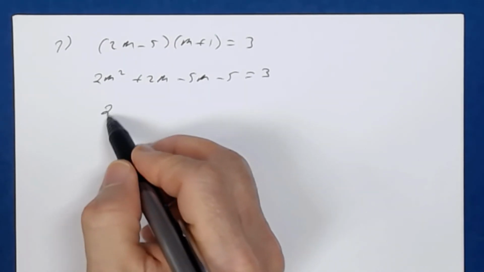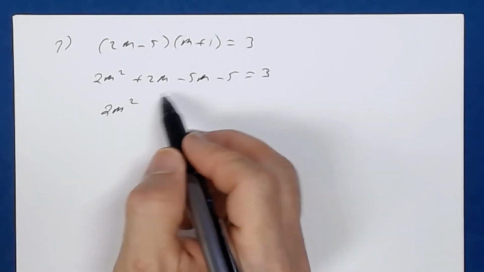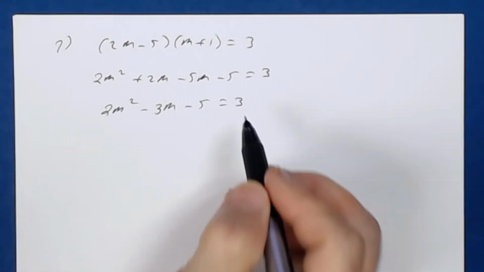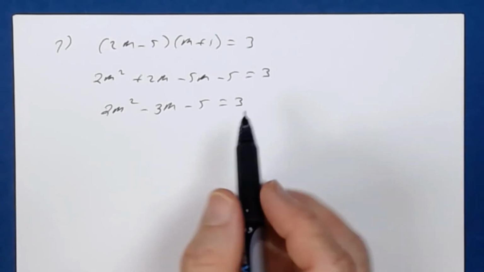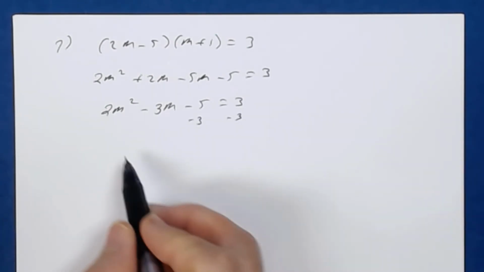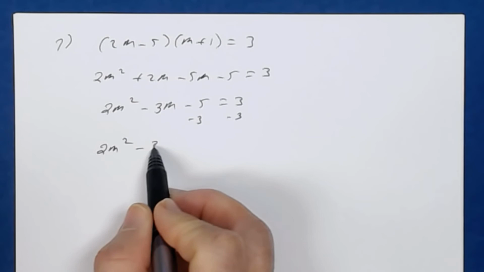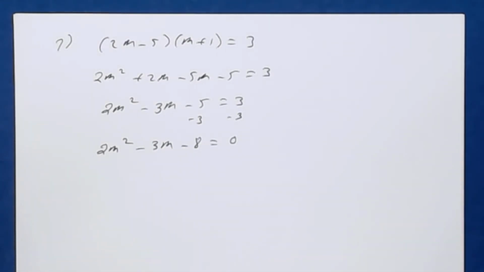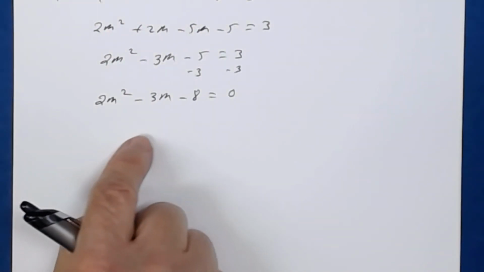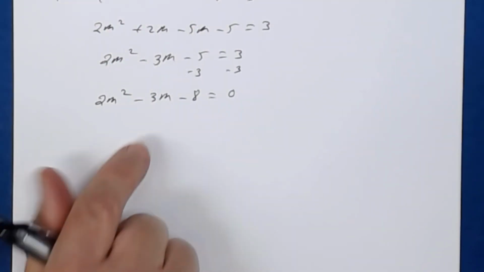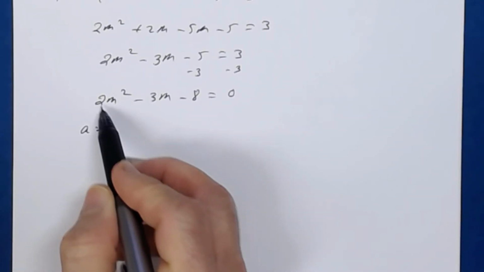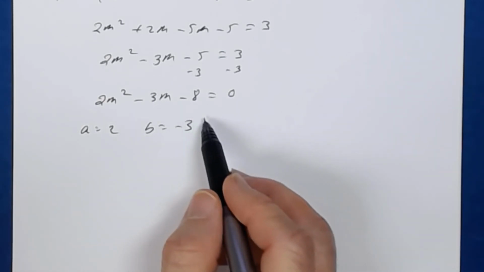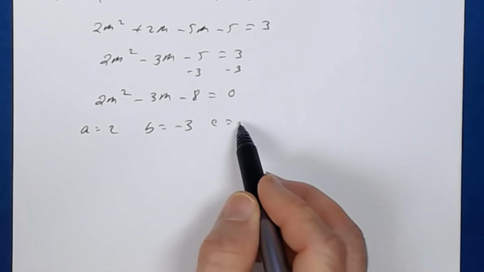Combine like terms, I get 2m squared. 2m and a negative 5m is a negative 3m. Minus 5 equals 3. Now remember, I have to get it in standard form, so I need 0 over here. So I'm going to subtract 3 from both sides. So I get 2m squared minus 3m minus 8 equals 0. Now it's in standard form, so we'll go directly to determining a, b, and c. A is 2. What's b? B is negative 3. Make sure you're careful with all that. And c is your constant, which is negative 8.